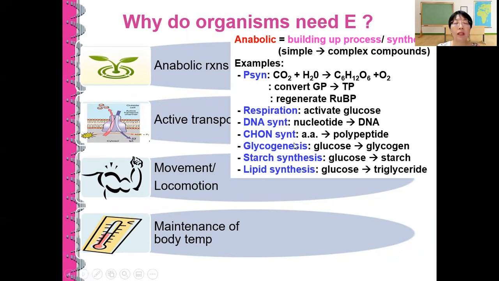Then the rest of them are all the synthesis of the biomolecules. So in DNA synthesis, nucleotides join together to form DNA, amino acids join together to form polypeptide, glucose joins together to form glycogen, glucose joins together to form starch, glucose is converted to triglycerides. So all these are biosynthesis. So they are all anabolic reactions, all need ATP, okay?